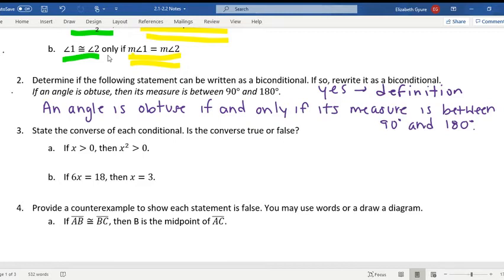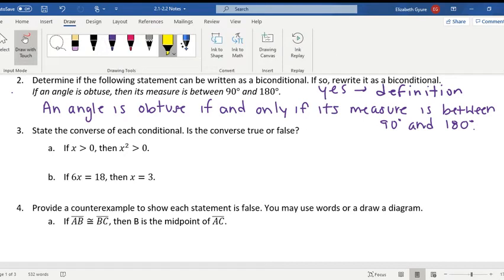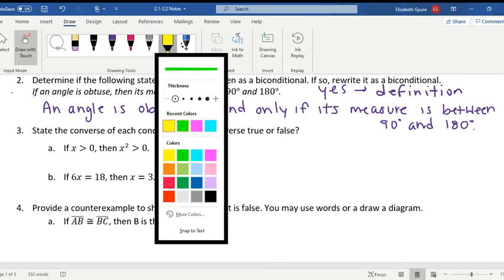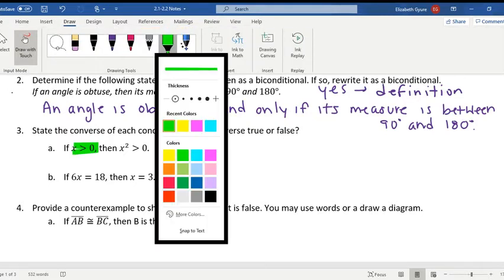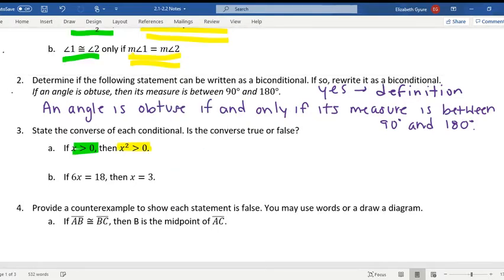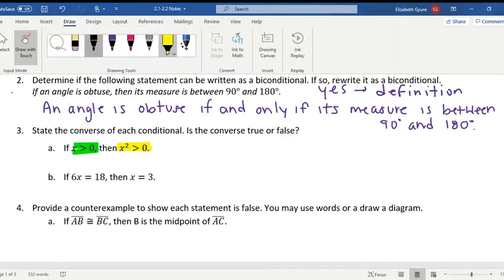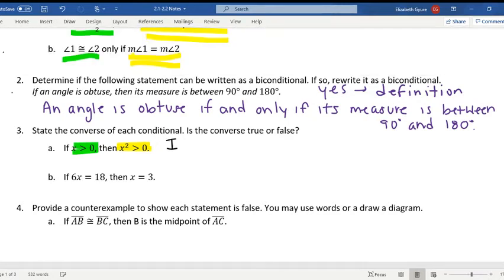If you have a number x greater than 0, like 2, and you take it and you square it, it's still going to be greater than 0. So let's flip that around and see what happens. We're going to take our hypothesis, right, which is x is greater than 0. We're going to take our conclusion, which is x squared is greater than 0, and we're going to flip that statement around, turn it into a converse. So we would say if x squared is greater than 0, then x is greater than 0.